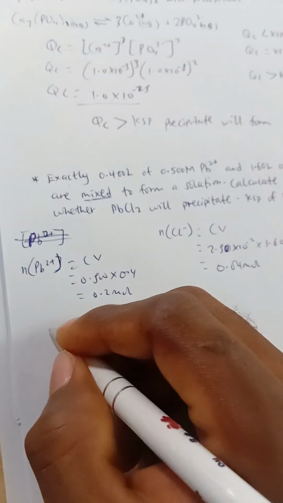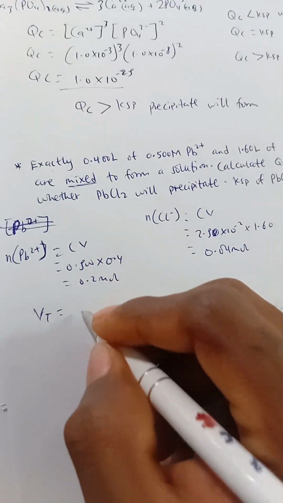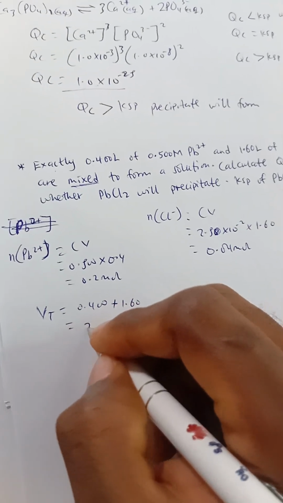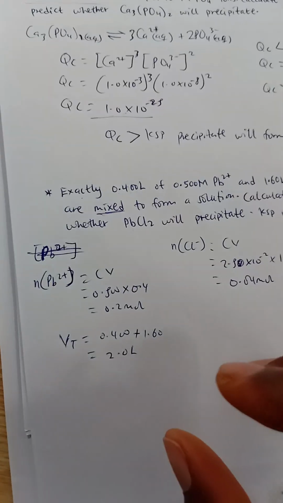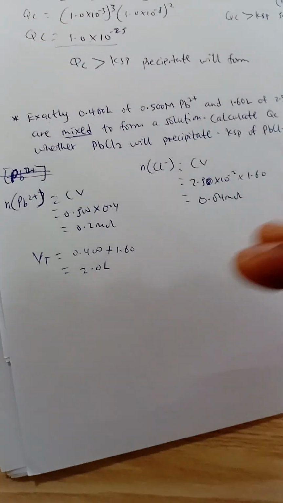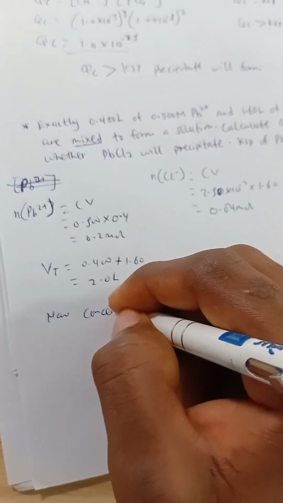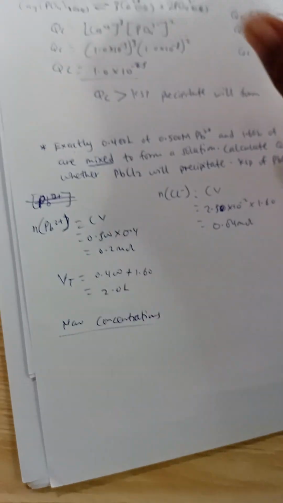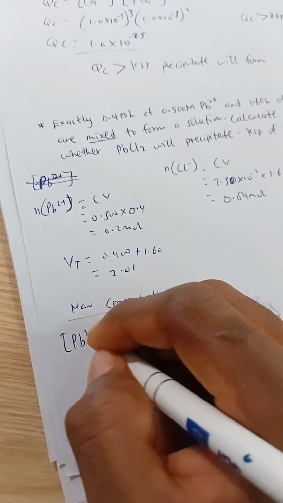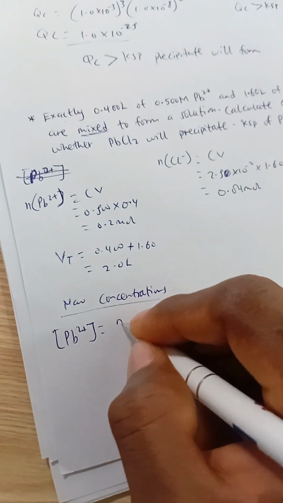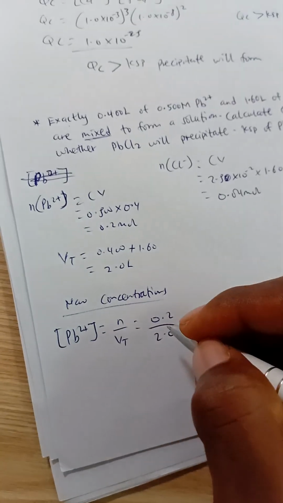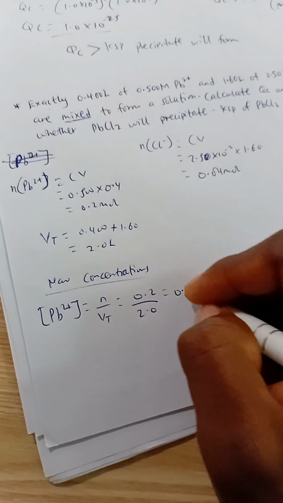After we mix them, the total volume was now what? 0.400 plus 1.60. So our total volume is now 2.0 liters. So now that I have a new total volume, you are going to get what? New concentrations. Good. So let's get our new concentrations. So the concentration of the Pb2 plus will be the moles over the total volume. So we already know the moles 0.2. Total volume is 2.0, isn't it? So you are going to get what? 0.1 molar.